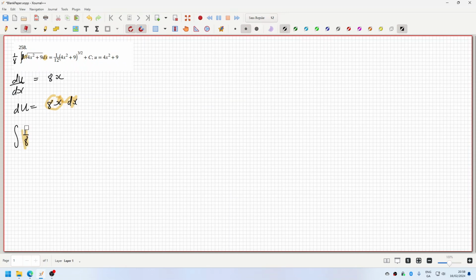That becomes du. So it's 1 over 8 root u du. So the function here will be u power a half over 8. Looks good to me. And so now let's check this.